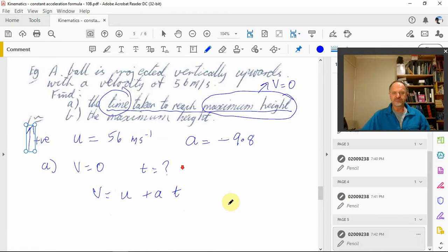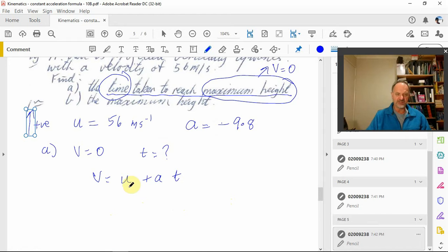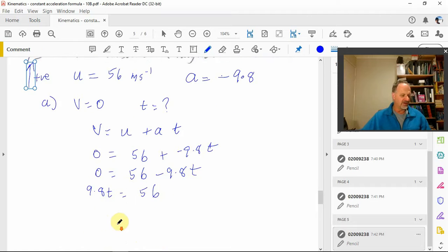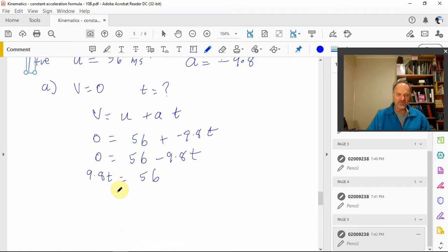All right, so let's put in that information. Our final v is 0, stops momentarily, 56 plus negative 9.8t. So 0 equals 56 minus 9.8t. Add 9.8t to both sides, 9.8t equals 56. Then divide by 9.8, and when you do that, you find that the time is 5.71 seconds.